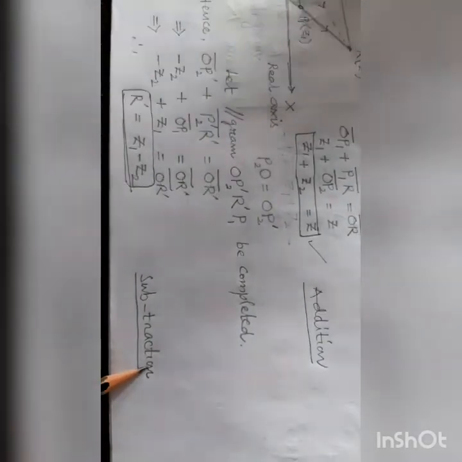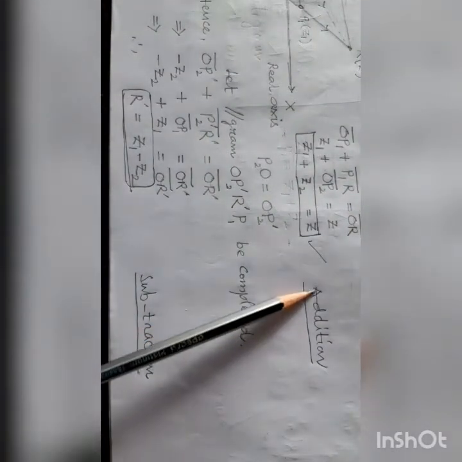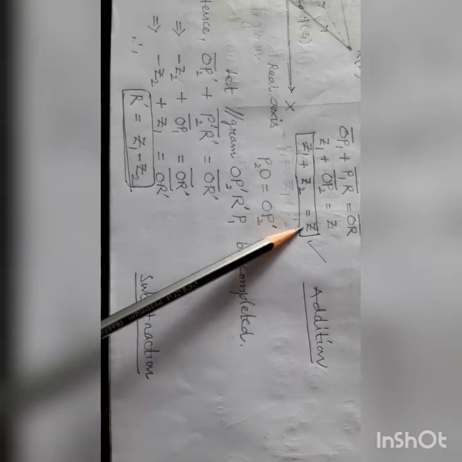Like this, we can tell the subtraction. The first one is addition: Z equals to Z1 plus Z2. Subtraction: here, R bar equals to Z1 minus Z2. This is R, Z1 plus Z2, by taking parallelogram.